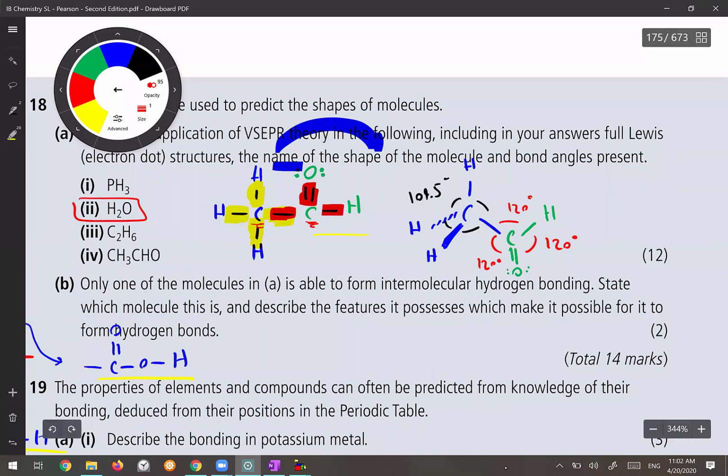Okay, this one. State which molecule it is and describe the features it possesses which make it possible for it to form hydrogen bonds. Why can it form the hydrogen bond? It's polar. Because oxygen is bonded with hydrogen. Exactly, because hydrogen is bonded with a very electronegative atom, oxygen. That's why it can form the hydrogen bond.